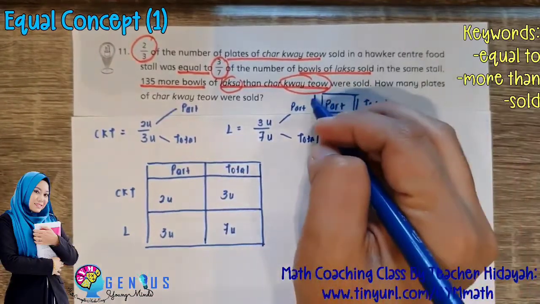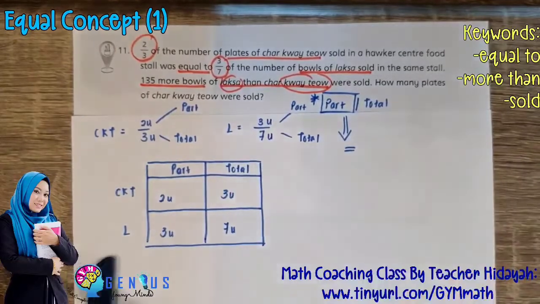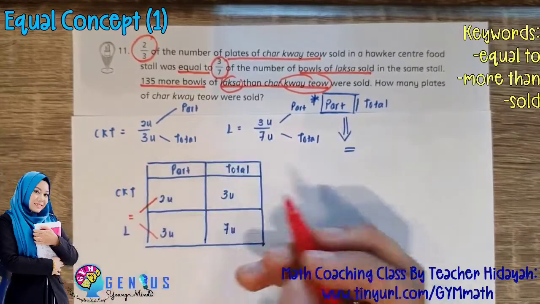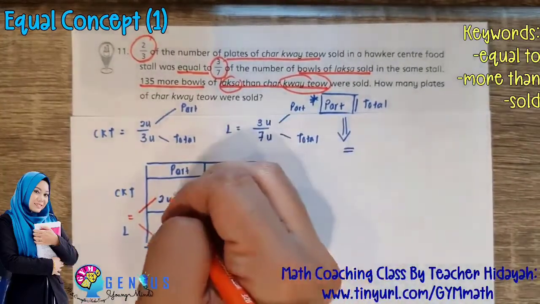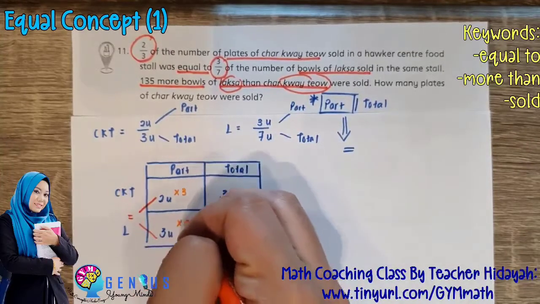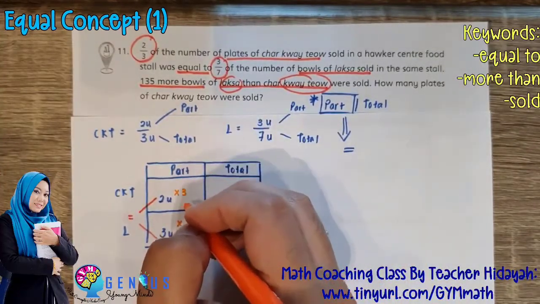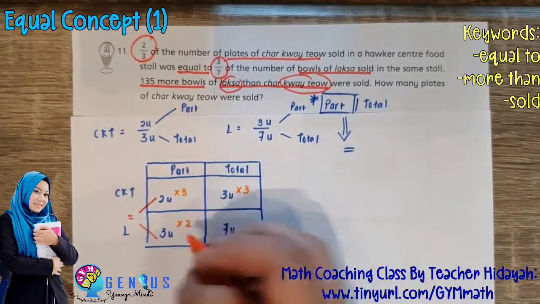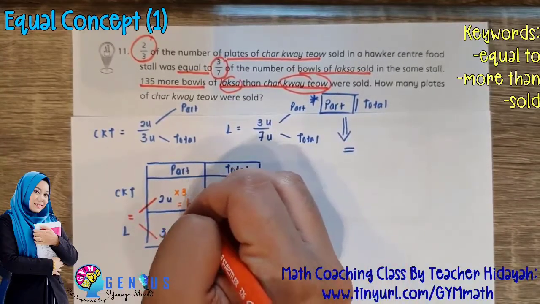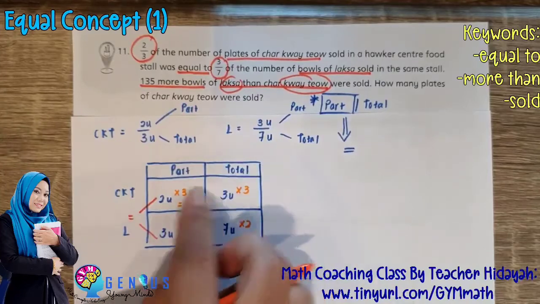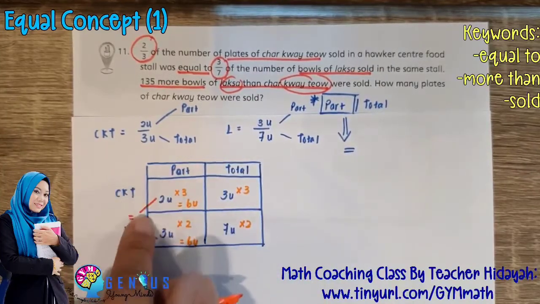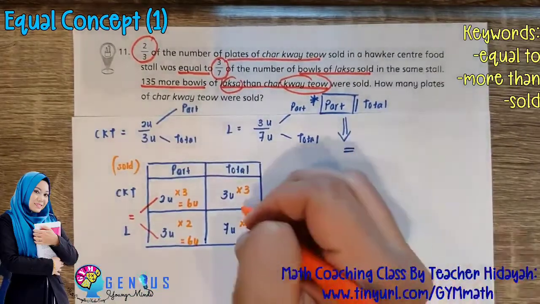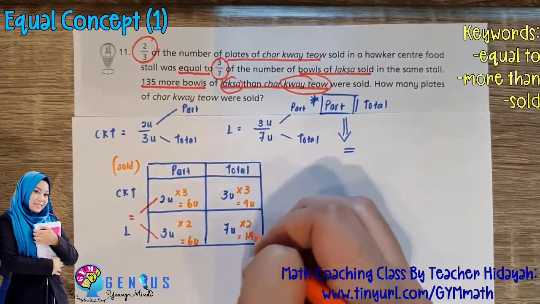Now, as I mentioned to you, the part must be the same, must be equal. So we look at char kway teow and laksa part: 2 and 3. They have to be equal. How do we make them the same? So you have 2 times 3 here and here times 2. Whatever you do to the box in the row for the first item, the next box in the row for the same item, you have to do the same. So here I times 2, here must also times 2. Here becomes 6 units. Here is also 6 units. Now you can see that 6 is equal to 6. Char kway teow sold is equal to laksa sold. So this is referring to those that are sold. This will be 9 units and this will be 14 units.